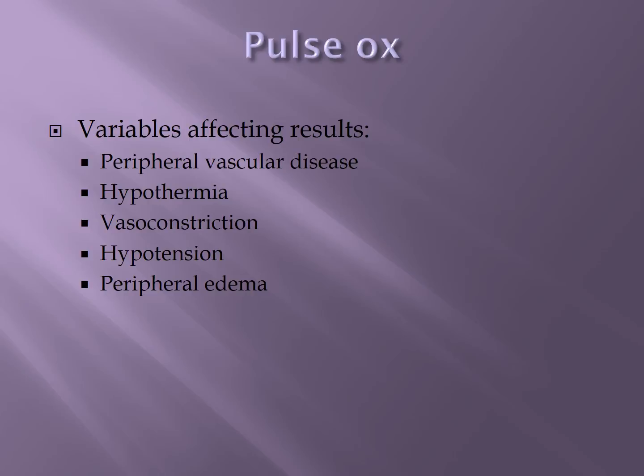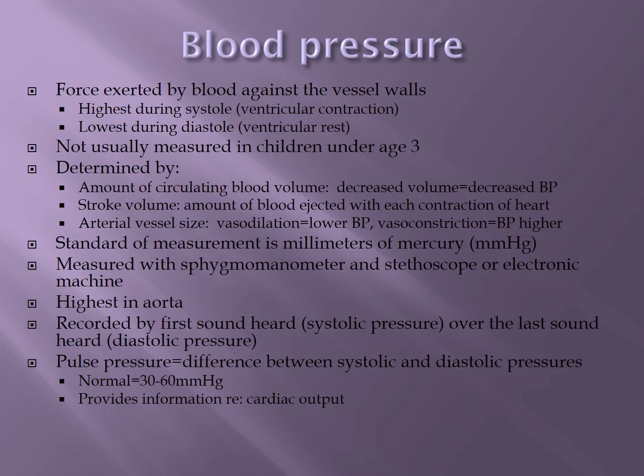Peripheral vascular disease, because they're not getting the blood flow, is going to affect what the results are. Vasoconstriction, if they're on any type of medication that causes vasoconstriction, can affect the results. Hypotension, if they have a lot of peripheral edema, again, that will affect the results.